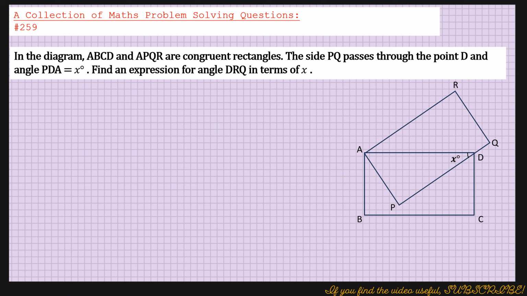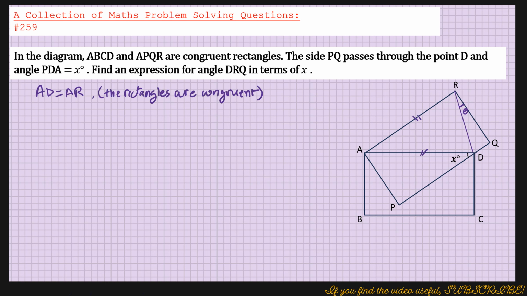So the first thing we do is join DR, and we mark the angle as theta. So we assume the angle DRQ is theta, and we have to express theta in terms of x. That's what we've been asked to do.